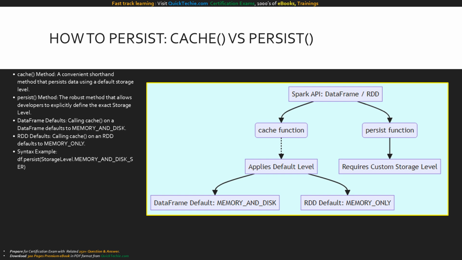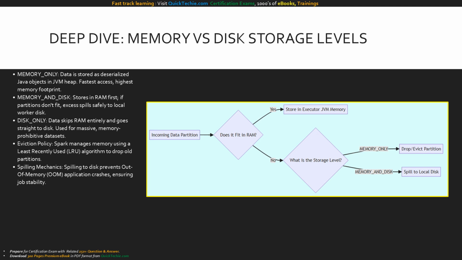Understanding this API routing is fundamentally crucial for tuning your distributed applications correctly and avoiding unexpected memory pressure on your cluster. Let's dive deep into the core storage levels, which act as the absolute heart of Spark's persistence engine. Memory only is blazing fast because it stores raw Java objects directly in the JVM heap. However, it is risky. If your data exceeds the executor's RAM, those partitions are evicted using a least recently used, or LRU, policy, meaning they must be completely recomputed later if requested.